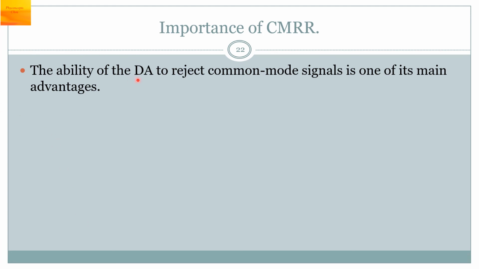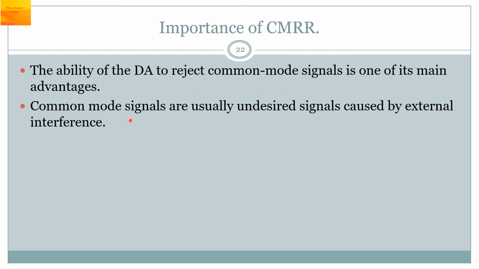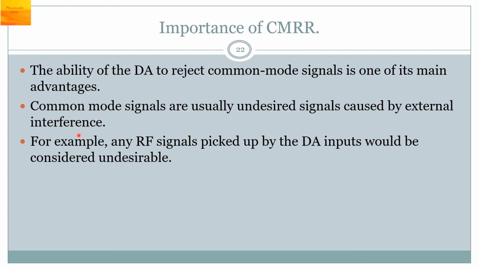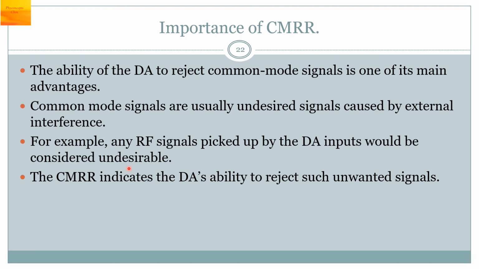The ability of the differential amplifier to reject common mode signals is one of its main advantages. The common mode signals are usually undesired signals caused by external interference. For example, any RF signals picked up by the differential amplifier inputs would be considered undesirable. The CMRR indicates the differential amplifier's ability to reject such unwanted signals.